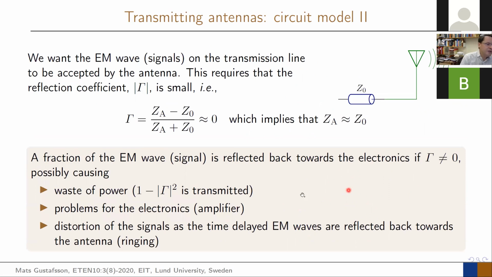So, as I said, you have a waste of power, basically. This is what's transmitted. So the power times this number, 1 minus reflection coefficient squared. You can get problems with electronics if you send back a lot of power to it. In most modern cases, it doesn't really happen, but it can happen. And you can get these distortions here due to this time delay of waves that are reflected forward and back on the antenna, and it's typically called ringing on these lines.